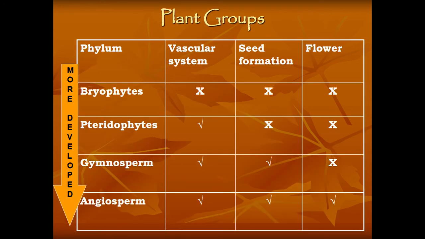So again, four phyla or four groups of plants: bryophytes, pteridophytes, gymnosperm, and angiosperm. Bryophytes do not have a vascular system, are seedless, and are also flowerless. However, pteridophytes only have a vascular system, no seed and flower. Gymnosperms are flowerless but have a vascular system and also bear seeds. And last but not least is angiosperm, which has a vascular system, seed formation, and also flowers.